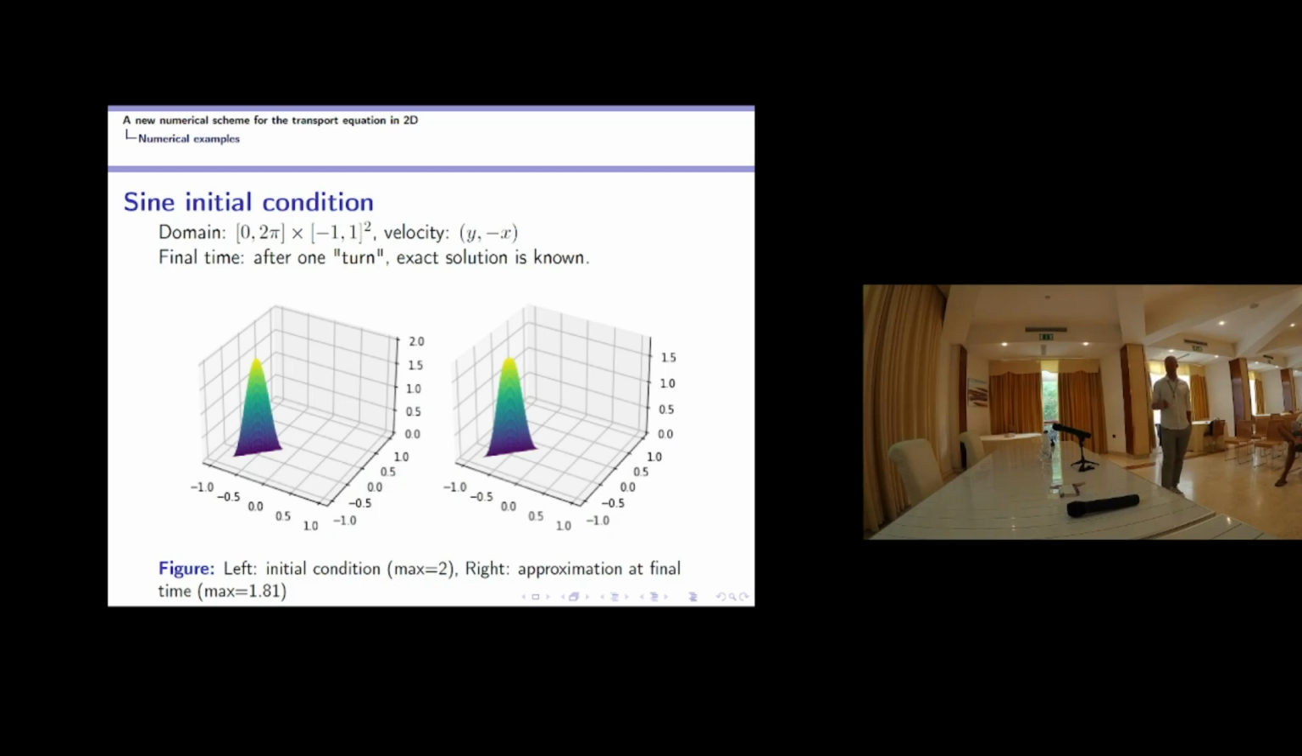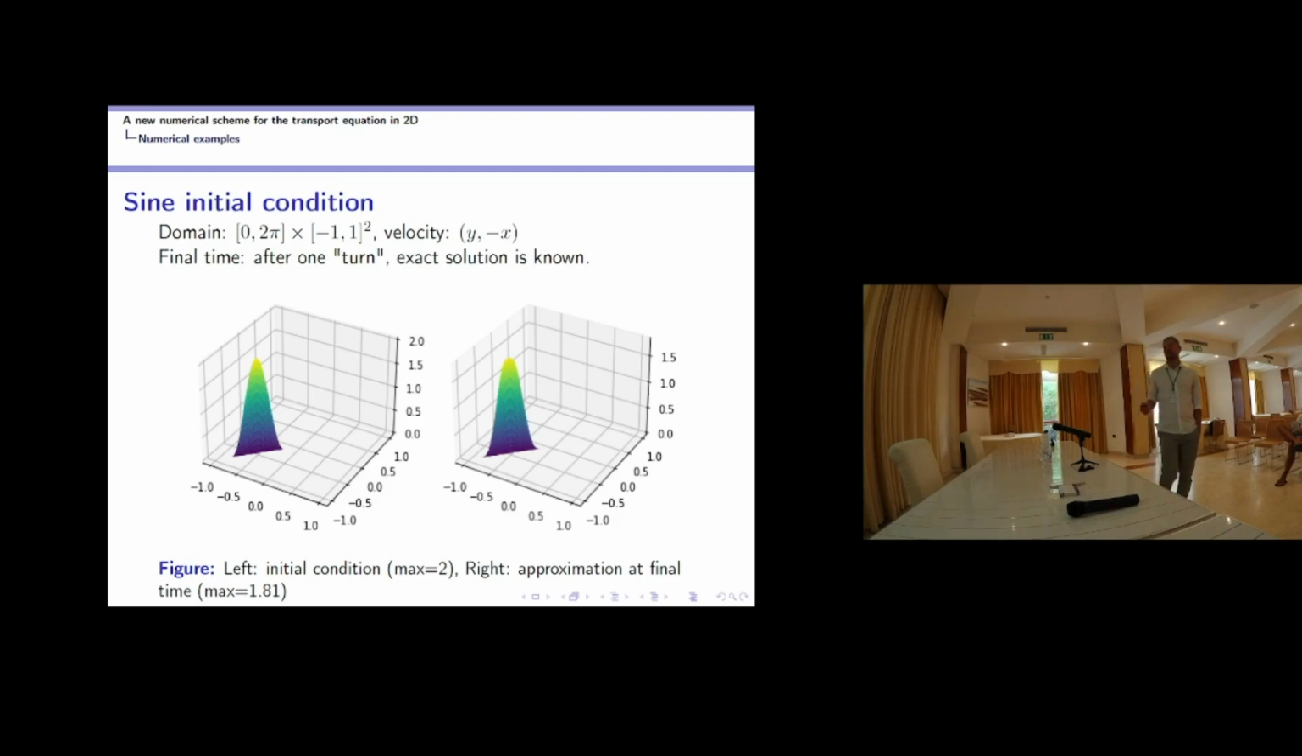First one is the sine initial condition. The domain in time goes from 0 to 2 pi. The domain in space is from -1 to 1, and from -1 to 1. The velocity field is y minus x. That means that this initial condition will go in a circle. So after one turn, that's after 2 pi time, we will be at the same position where we started. And on the right picture, you see the solution after these 2 pi times.